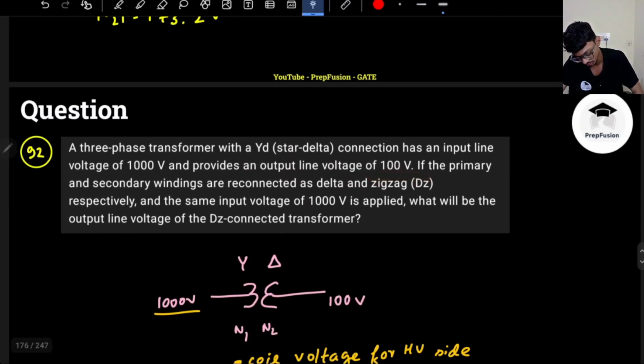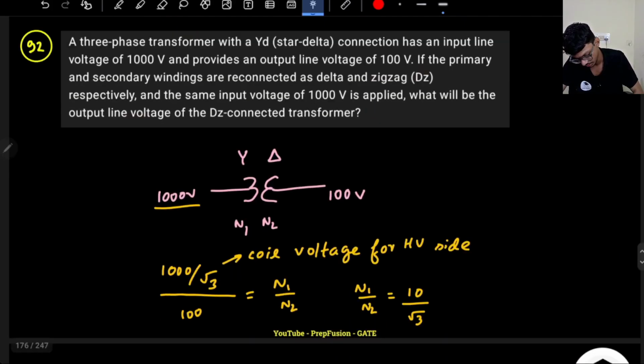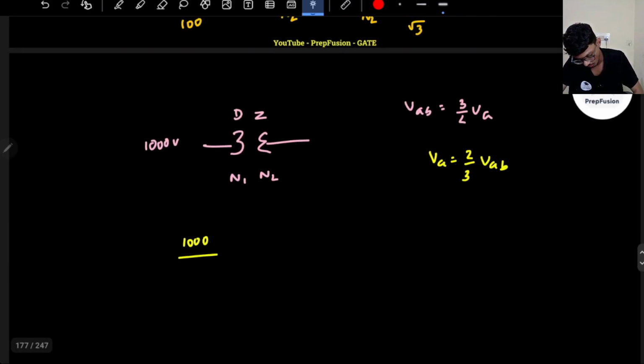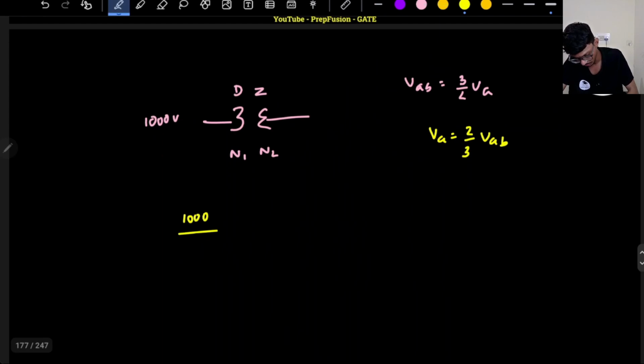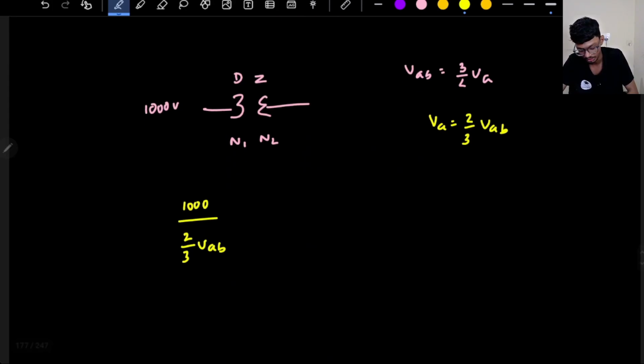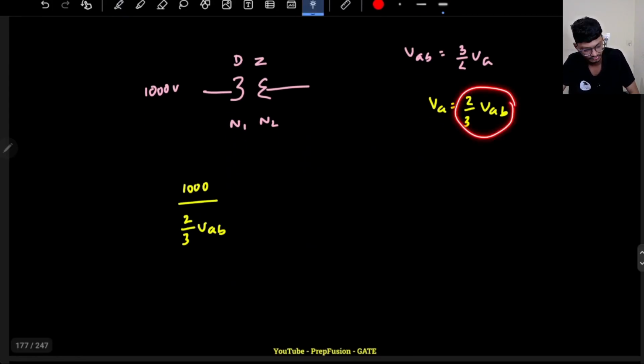Sorry, I have to find out the line voltage. So this is VA basically, so this will be 2 by 3 VAB. That is what I need to find out. Sorry, I made a mistake. So basically we have to find out this VAB, right?